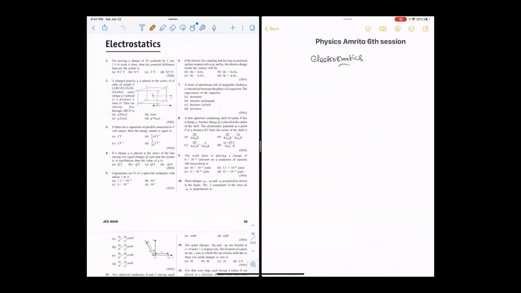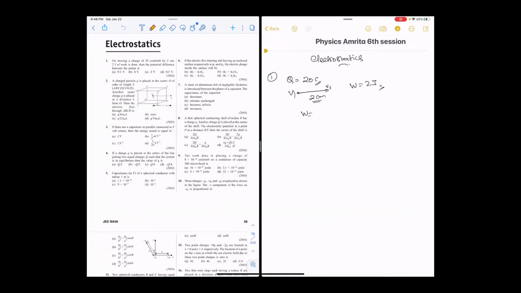So question number one. A charge Q equal to 20 coulomb is moved by a distance of 2 centimeters, and 2 joules of work is done. There's nothing to do with this 2 centimeters here because he is not mentioning any force. He said charge, he said work done. He's asking the voltage difference V1, V2. What is the change in potential?